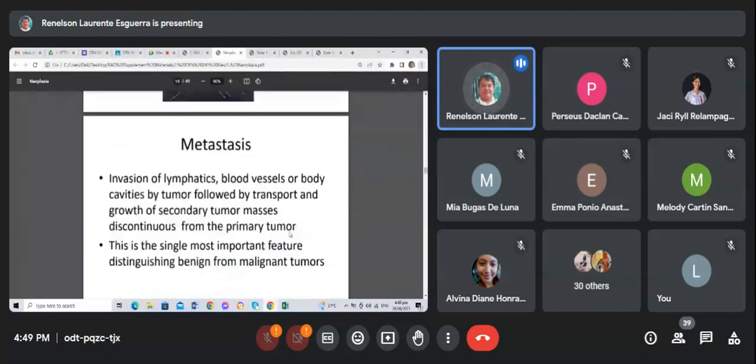While metastasis is an invasion of the lymphatics, blood vessels, or body cavities, followed by transport and growth of smaller secondary cancers. Cancer in the breast is the main or primary organ location, but it can metastasize first to the armpits, or it can even go to the bone, the lungs, and the brain.